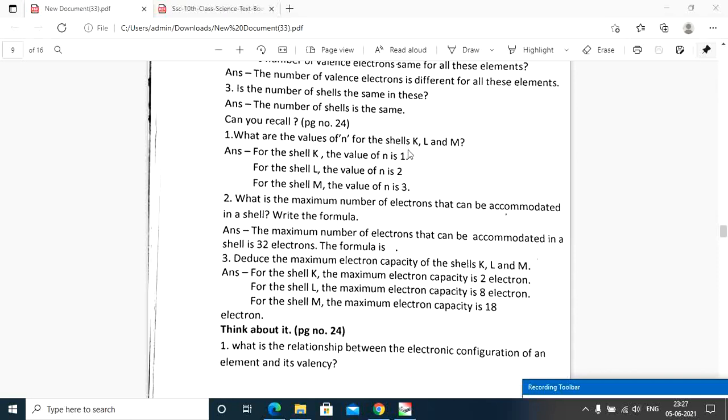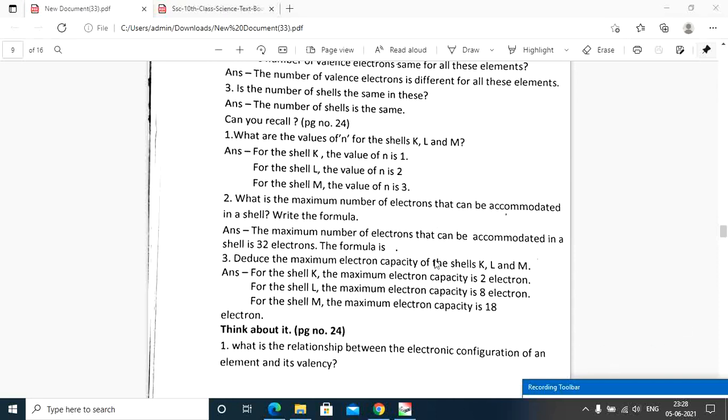Now we'll start where we left. What are the values of n for the shells K, L and M? You know there is one formula, 2n square, which gives the value. The value of n for the K shell is 1, for L is 2, and for M is 3. What is the maximum number of electrons that can be accommodated in a shell? The formula is 2n square. So first is 2, next is 8, 18, 32 and so on.